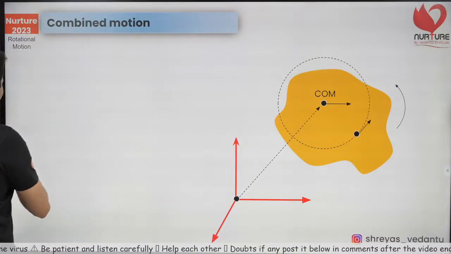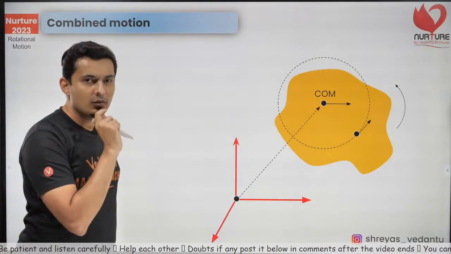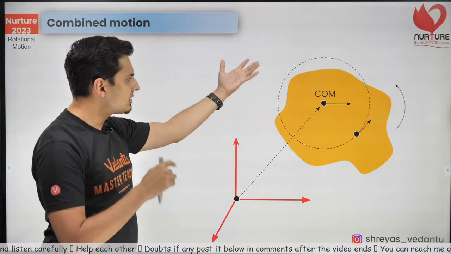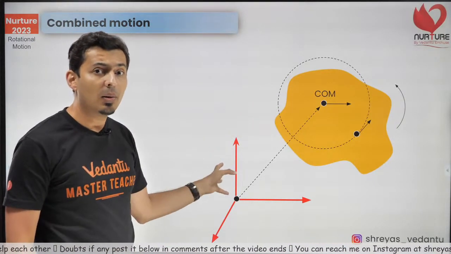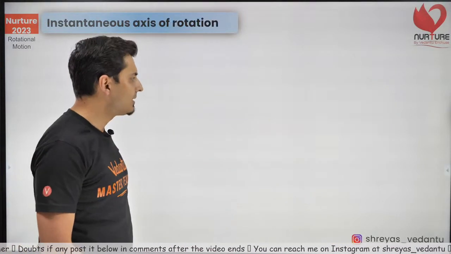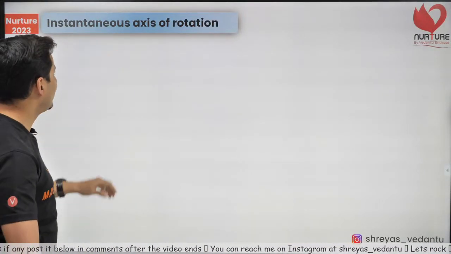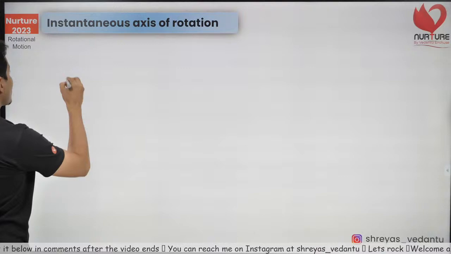Yes. Now how do I do that? There is a logic for it. I have this body which is translating and rotating. How do I find an axis, or how do I convert it into a problem of pure rotation? We'll see that. But let me define this instantaneous axis of rotation first.